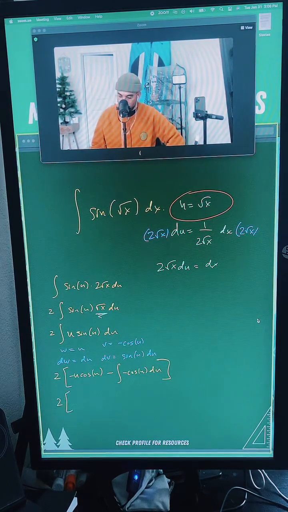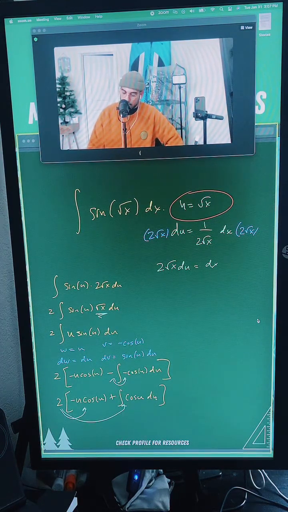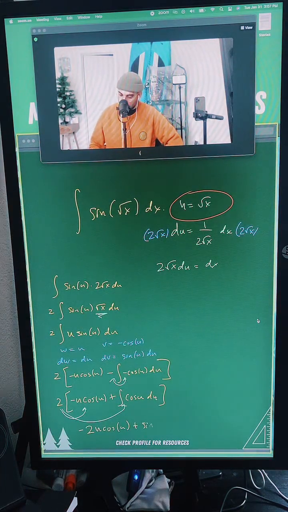So now we have 2 times negative u cosine of u. I'm going to clean this part up because we have a negative and then a negative cosine right inside the integral. I'm just going to put a plus integral of cosine u du. And now let's go ahead and finish this off by integrating. So I'm going to distribute the 2 at the same time. And so now we have negative 2u cosine of u plus 2 sine of u plus c.